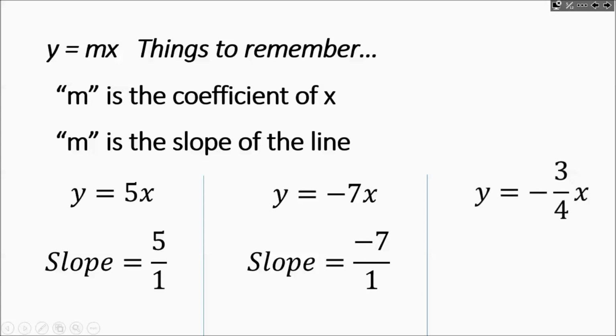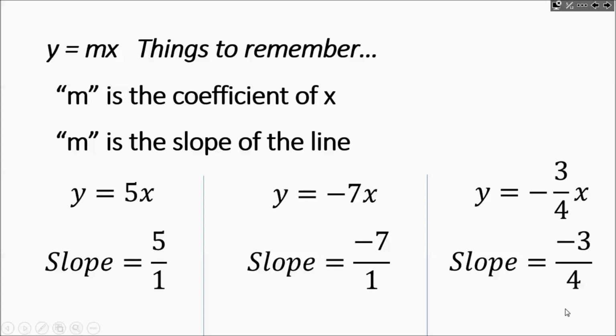Finally, we've got a fraction here, negative 3/4 of x. Y equals negative 3/4 of x. We've got this negative 3/4 multiplying by x. That's the slope. It's already in fraction form. Notice how I just took the negative sign and put it up towards the top. You could have also put it towards the bottom, but don't put it on both.